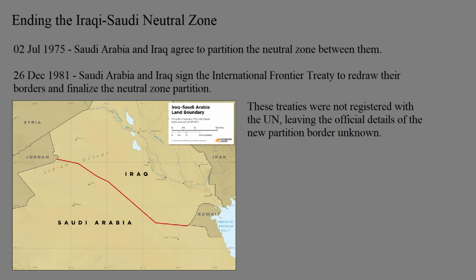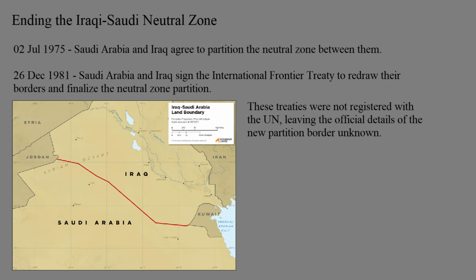In the post-World War II world, any official border treaties would be registered through the United Nations once agreed upon. This helped create a record should any future conflicts arise. But the 1975 and 1981 agreements were never submitted to the UN, so while the international world knew this partition happened, they didn't know any of the specific details.